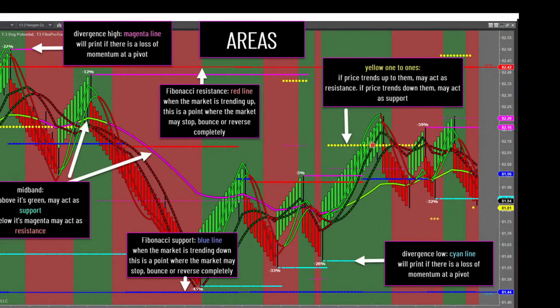You're going to see yellow 1-to-1s. If the market's going up, it acts as resistance. If the market's going down, it can behave as support. And you're going to see a mid band running right through the middle, guys. And this is just an EMA. And it just kind of shows that middle moving average.